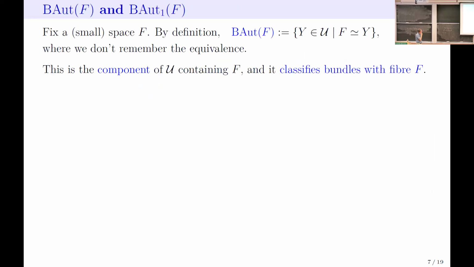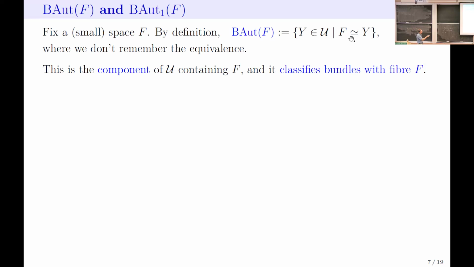Okay, and then one last thing I want to say. So we already talked about B0, and now I'm going to introduce B01, which is one of the key players in the rest of the talk. So remember, B0 was a component of the universe. So I've written it here. If I fix F, B0F is all the things in the universe that are equivalent to F.